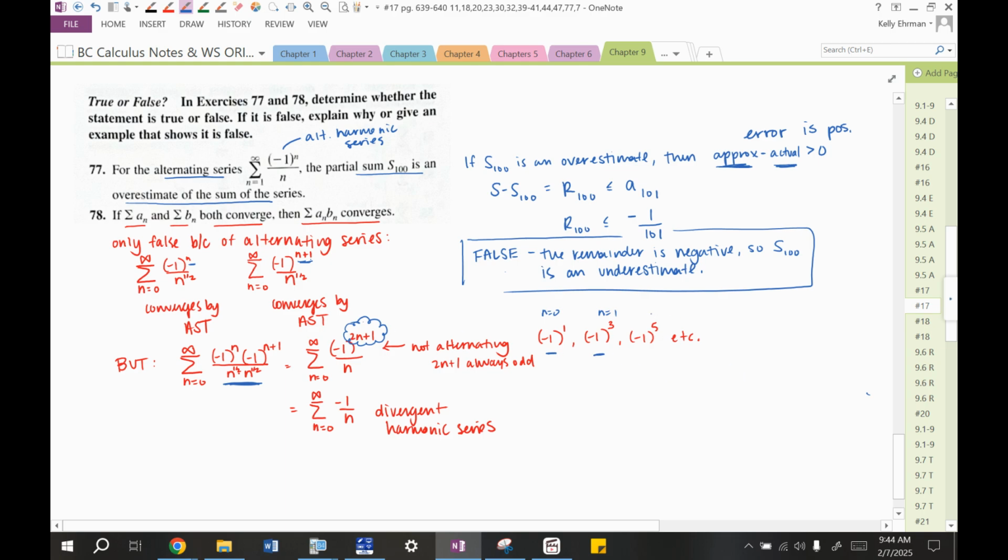If you plug in 2, -1 to the fifth, that's negative. So think about the expression 2n plus 1. 2n guarantees you have an even number. Plus 1 always makes it odd no matter what. So I can simplify this. I don't need the -1 to the 2n plus 1. That's just always going to give me a -1 no matter what. So we're back to having a divergent harmonic series because it's not actually alternating. It's just -1 times the harmonic series. So this one is false as well.